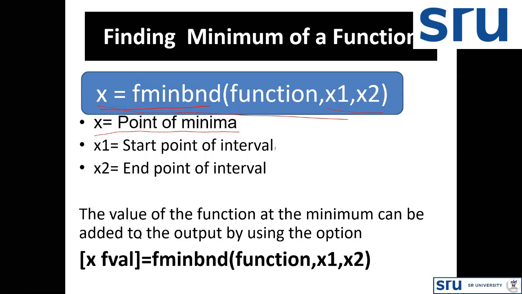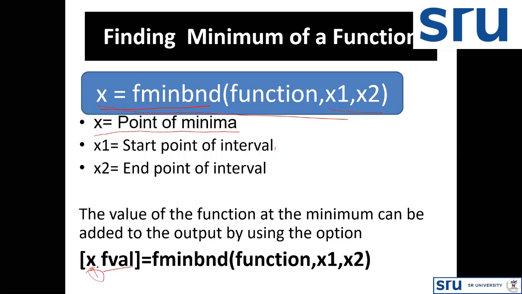So to get both the x value and the function value, suppose at some point the minimum value will be there, and the function has a minimum value at that point. There are two things: one is the point of minima, and at that point of minima, what the value of the function will be. So here x is nothing but the point of minima, and the f value is the function value at this point.